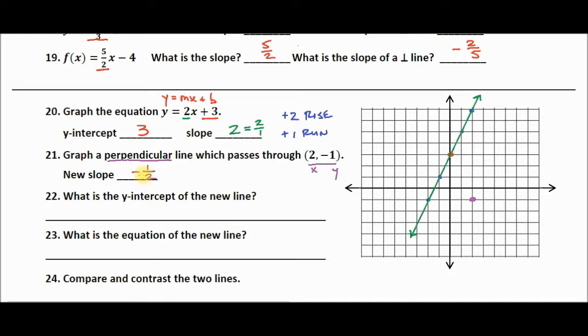If there's a negative on top and bottom, that's actually positive 1/2, because a negative divided by a negative is a positive. So let's put the negative on top. So we can just write it as negative 1 over 2. That means it's going to be a -1 rise and a +2 run. So let's do a rise of -1 and a run of +2. A rise of -1 or down 1, a run of +2.